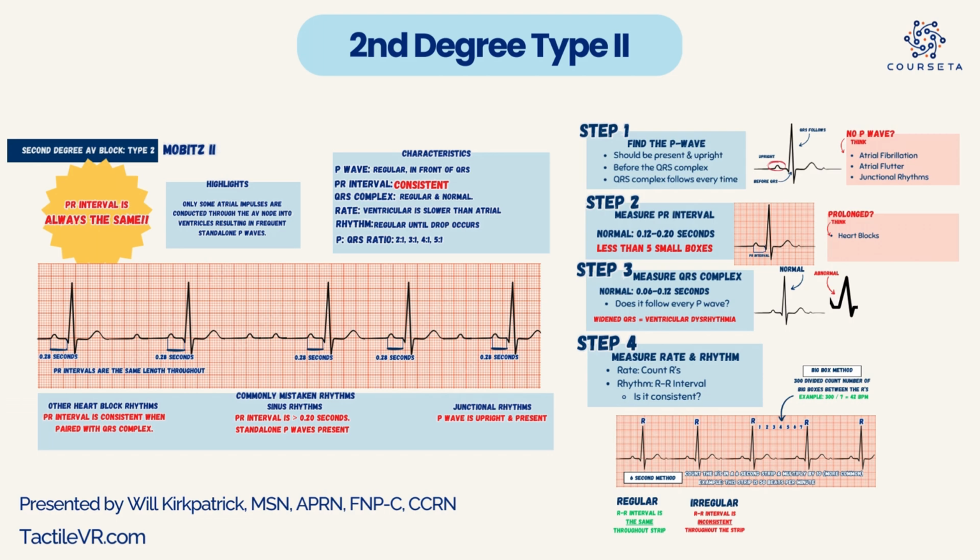We have blocks, as you can see here, where we're showing you highlighted P waves without a QRS complex, P waves by themselves. But look at the PR intervals throughout the entire rhythm strip. We have a consistent 0.28 seconds throughout the entire rhythm strip. That PR interval is always the same. All right, guys, so remember that. That's how you find out if it's second degree type 2.